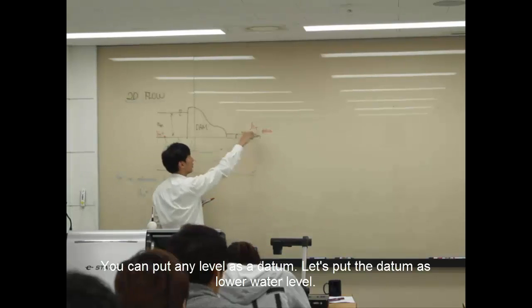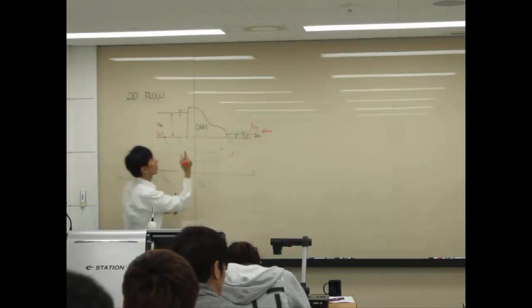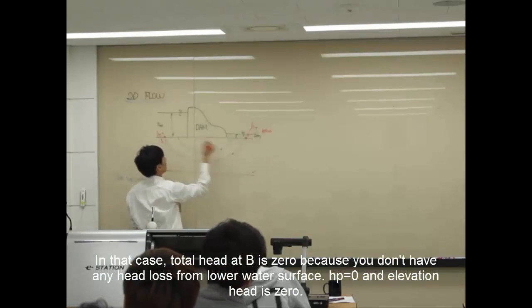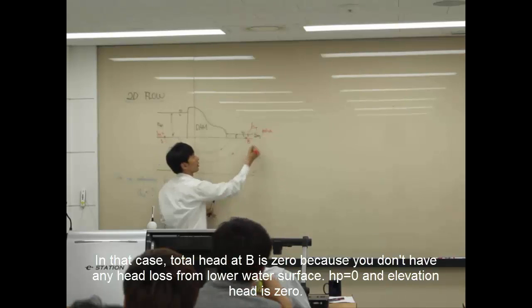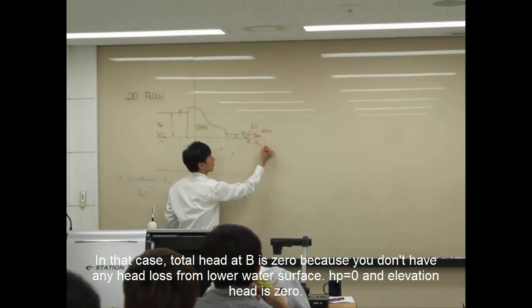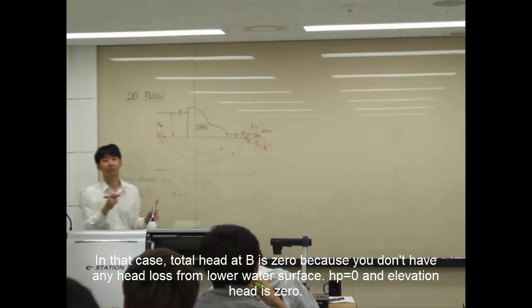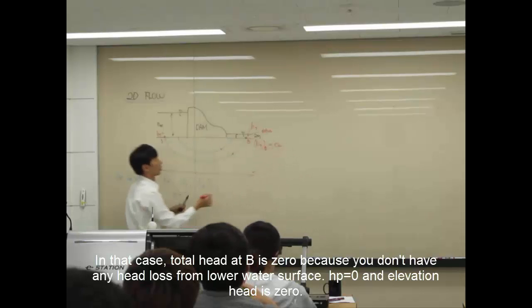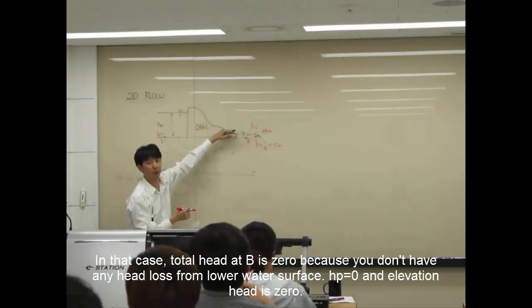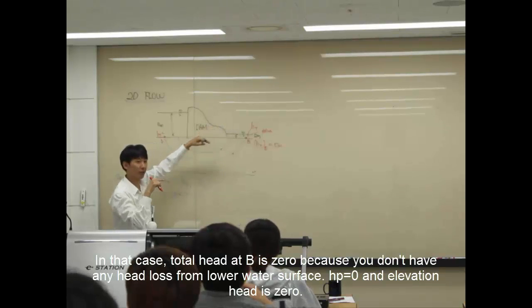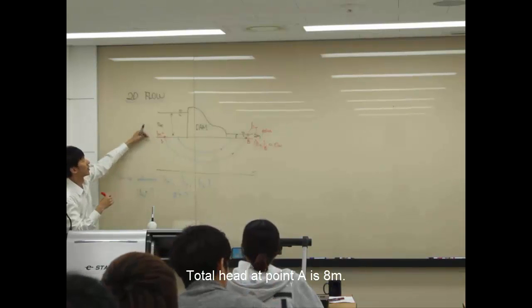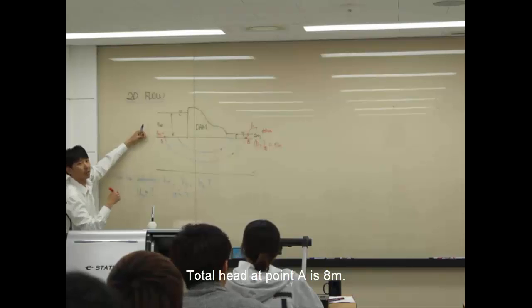Let's put the datum at the lower level, and in that case, total head at point, let's say here's A and here's B. What's the total head, HT at B? 0 meters. Because you don't have any head loss from the lower water surface. At the lower water surface, HT is 0, and the elevation head is 0. Here, what's the total head at point A? 8 meters.